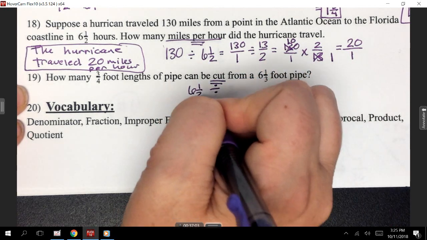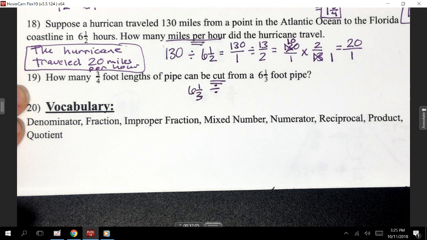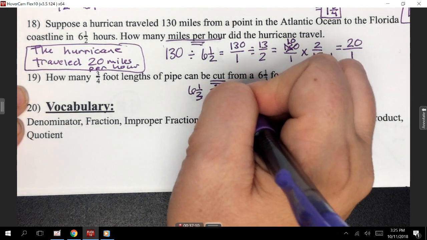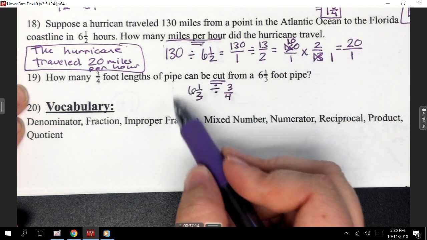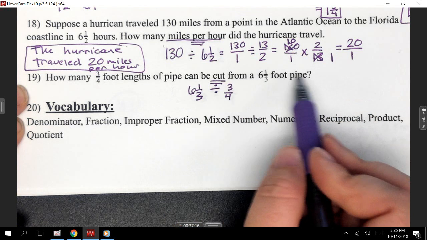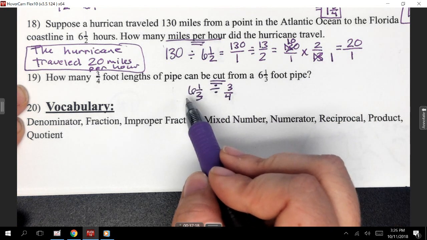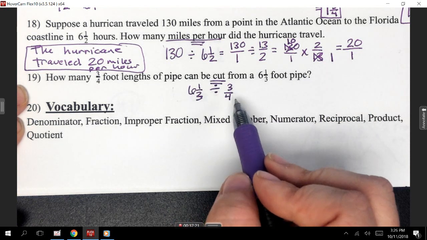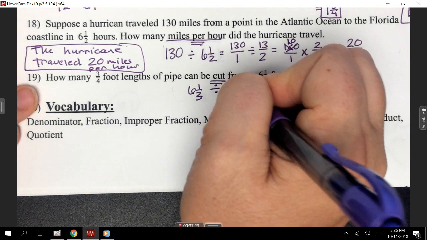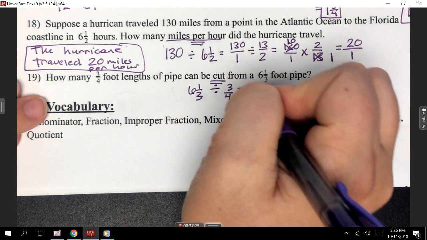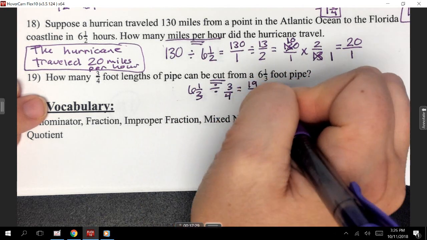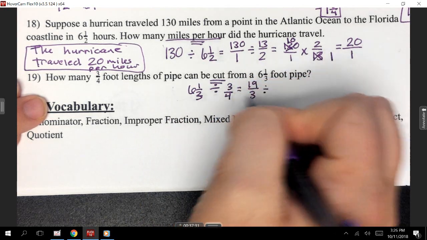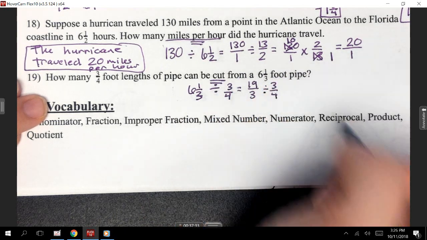All right, we're splitting up the 6 1/3 foot pipe. So we need to make sure we put that first because that's the entire length. And then I'm cutting it into 3/4 pieces. The 6 1/3 has to be first because that's the entire pipe. That's what I'm splitting, and that's the piece size I'm splitting it into. So now we can change that to improper. I'm going to do 6 times 3 is 18 plus 1. So I have 19 over 3 divided by 3 over 4.